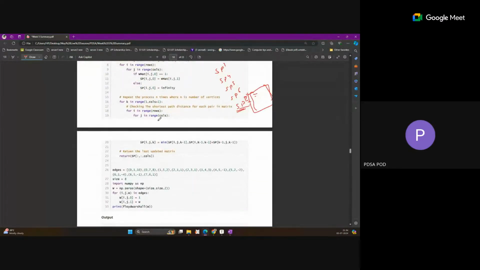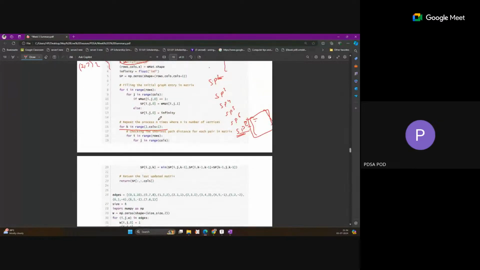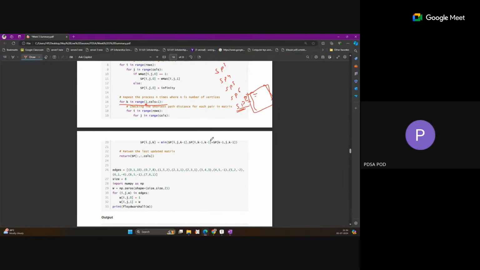In this way, you can see the code. We are repeating this process this number of times. In the formula, we are changing some updates. Here we are using k equal to 1, but in the formula, when we calculate inside it, this becomes 1 and inside we change it to k minus 1. That means this is the previous value.